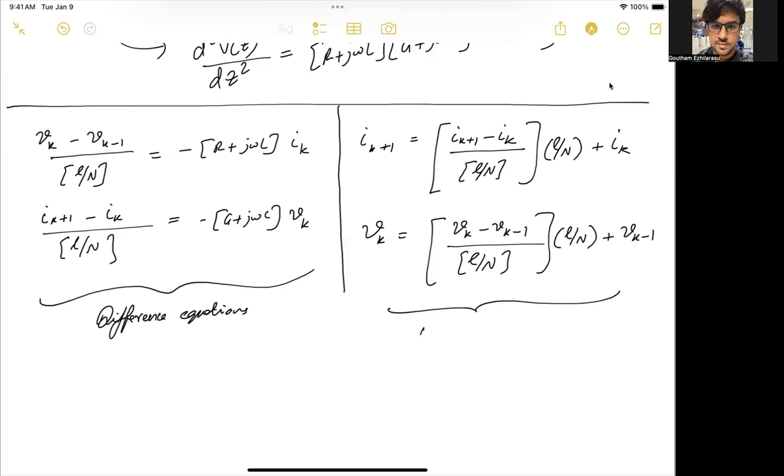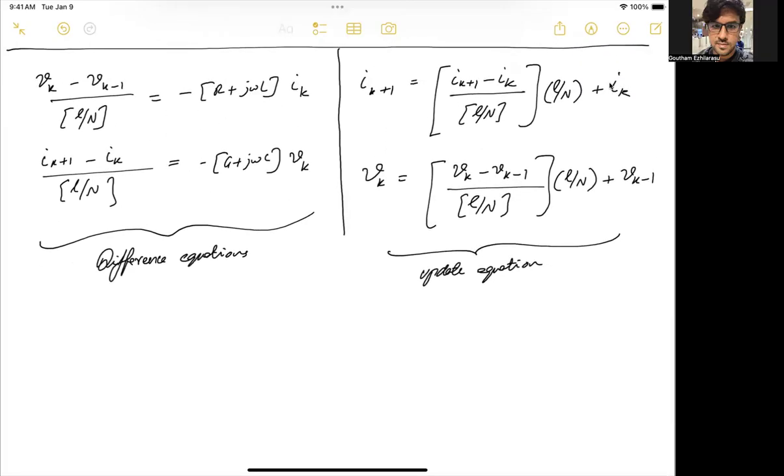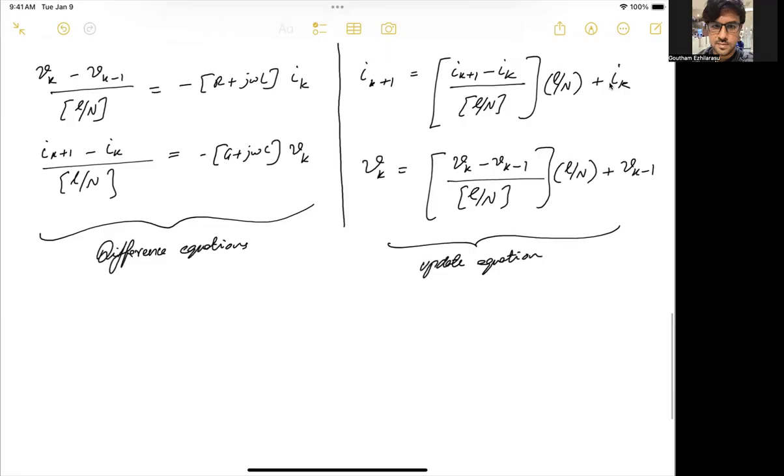While these are update equations that tell you how to go from one unit to the next, or how to go from, say, the kth element to the k plus 1 element, or the kth element to the k minus 1 element, right? So now let's again go back and rewrite our circuit. So our circuit is going to be R, L, G, C.